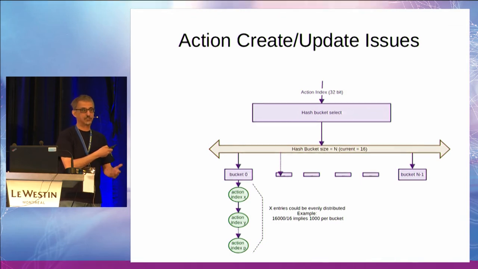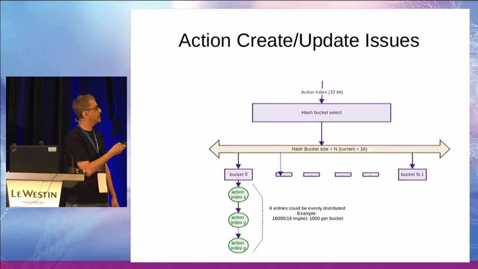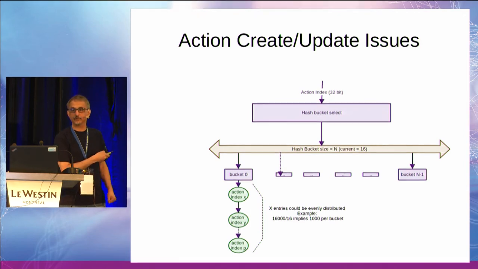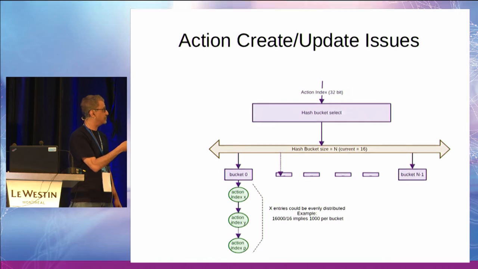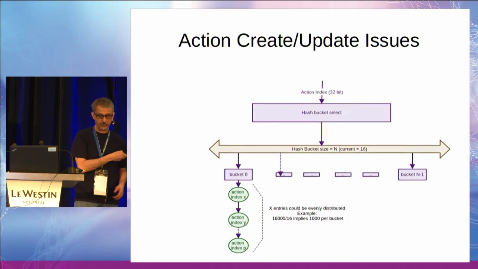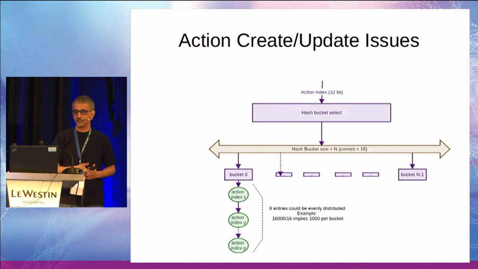So how does adding an action work? You say, okay, I've got an index 16. You run your hash, you select a bucket. You start walking that bucket all the way to the end. It doesn't exist, so I'm going to create it now. So you malloc, you add it. The next action, now you're at number 20,000, does the same. You calculate a hash bucket, walk all the way, it doesn't exist. You create, you add.